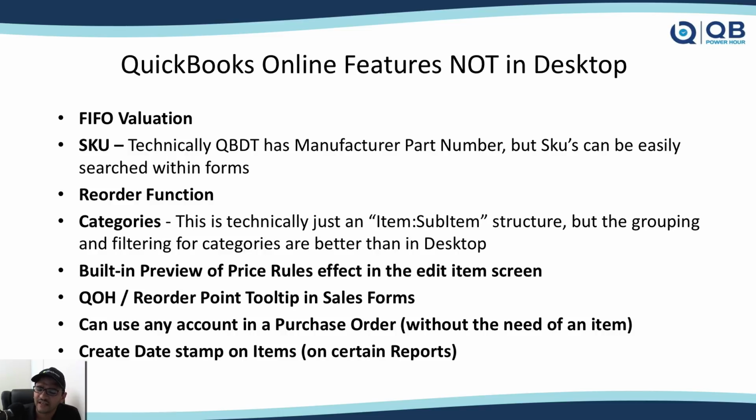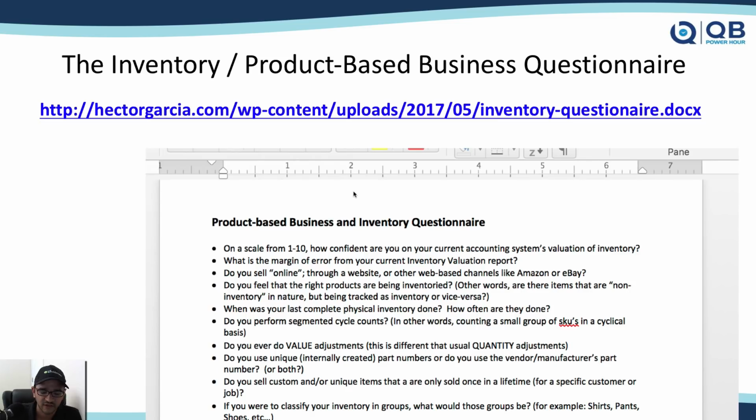And there's something really interesting. There's actually a date stamp on items based on when they were created, something that QuickBooks Desktop doesn't have. So sometimes it gives you some context to know when an actual item was created. So that's basically the contrast of the two, the pros and the cons of each one.